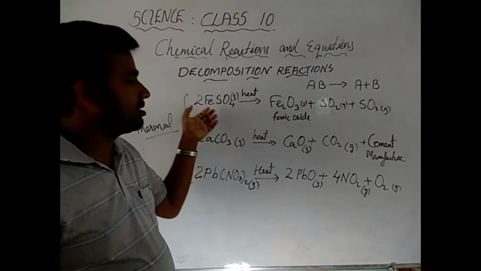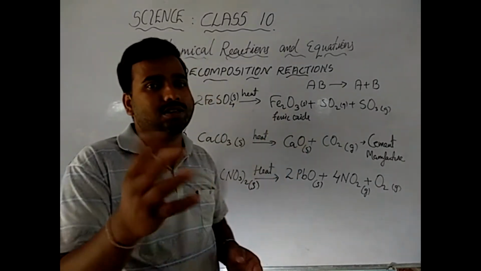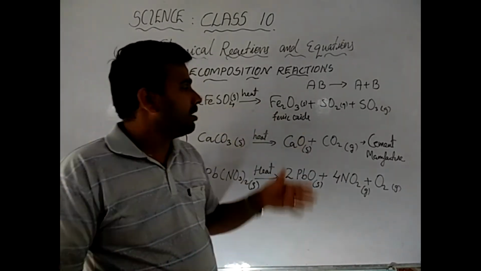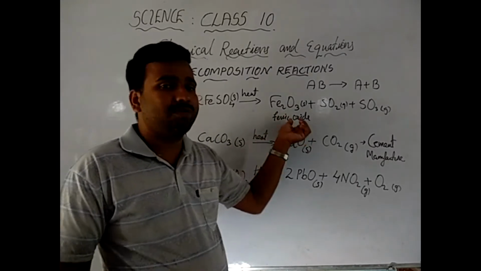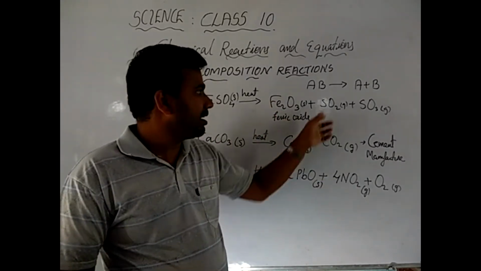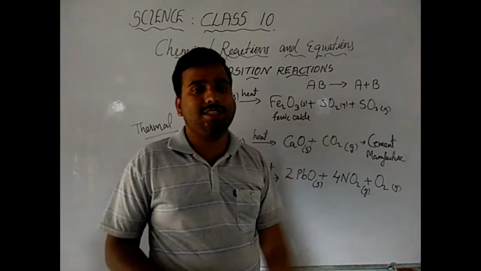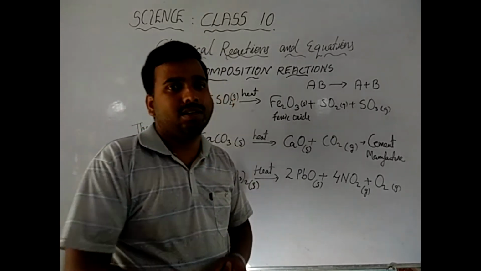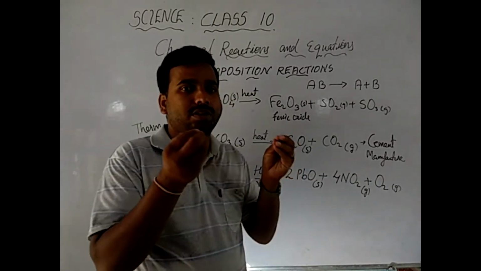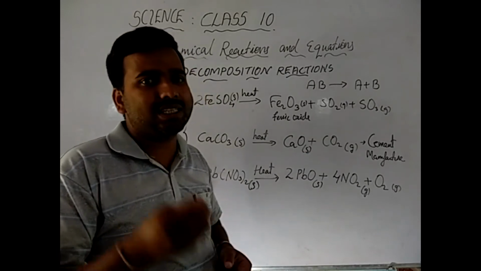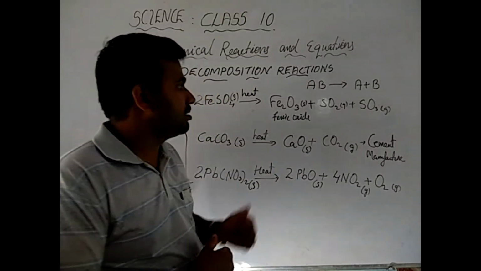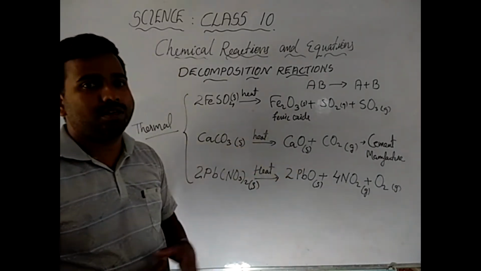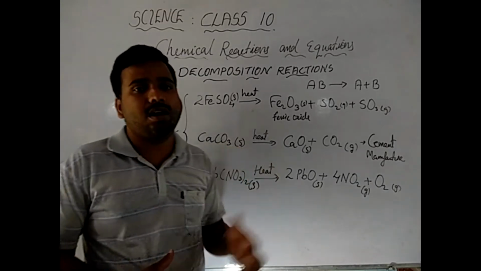One example is ferrous sulfate. In one of the activities we have already seen the heating of ferrous sulfate crystals. The green color turns reddish brown, ferric oxide, with the formation of sulfur dioxide and sulfur trioxide gas. You can smell that gas by wafting your hand near the mouth of the test tube. You will smell the burning smell of sulfur. See the next equation, the heating of calcium carbonate.